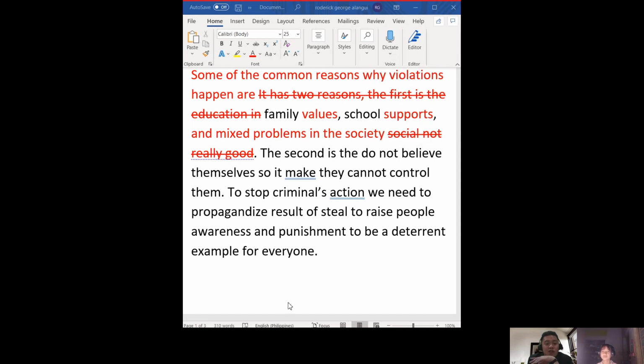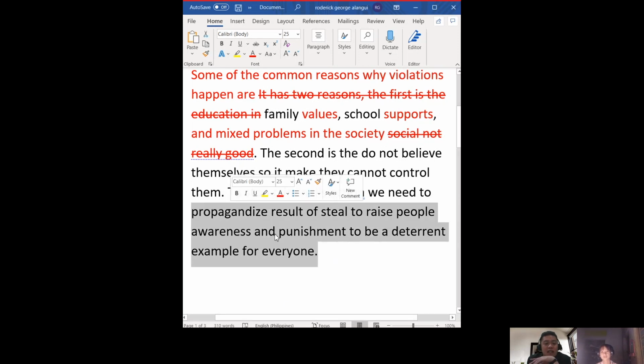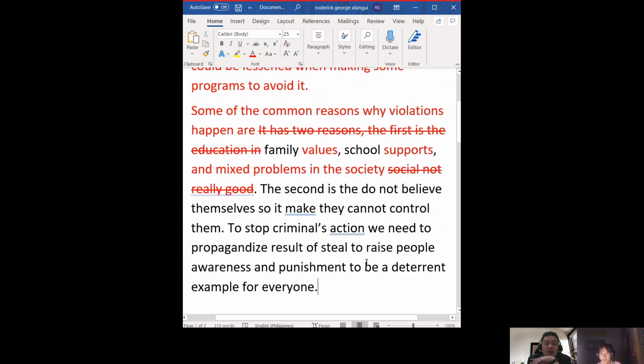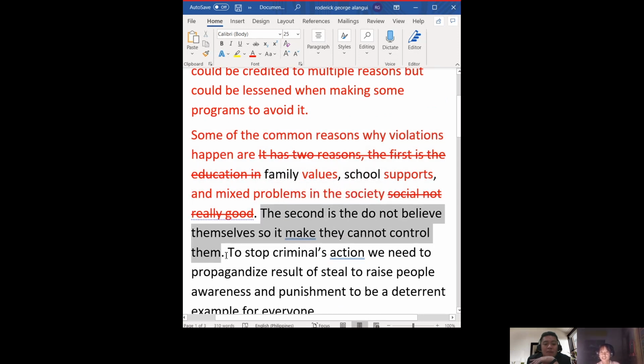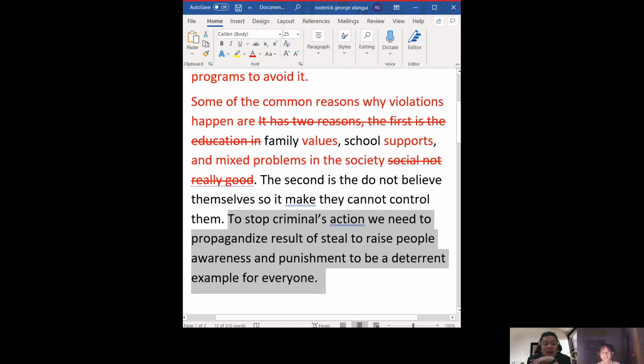So if that is your sentence, how is your fluency? How is your coherence and cohesion? This one is a different topic. This one is a different topic. This one is a different topic. I answer the question, which is the reasons and what we need to do to prevent criminal activities.